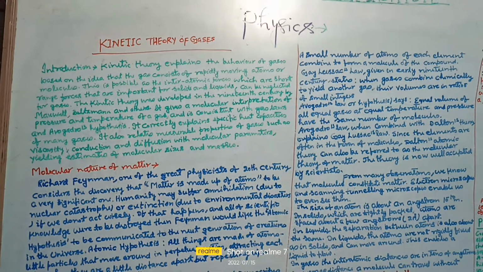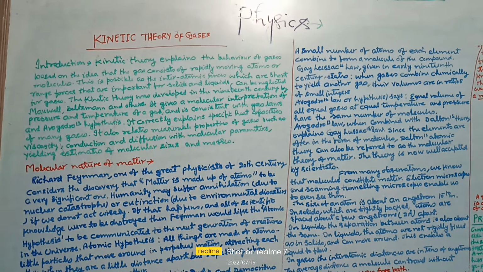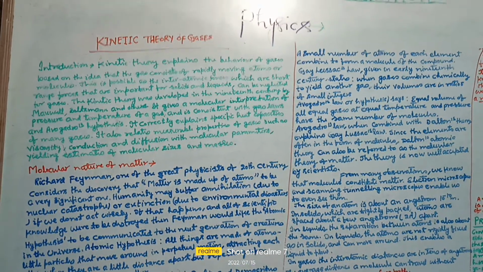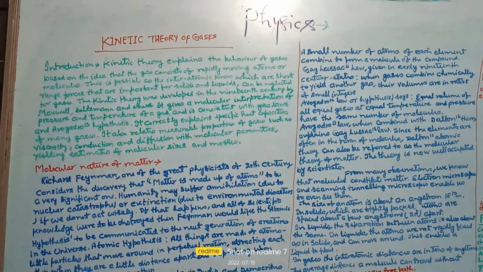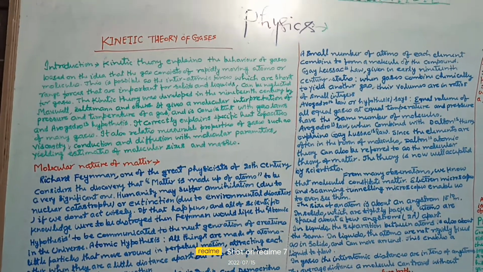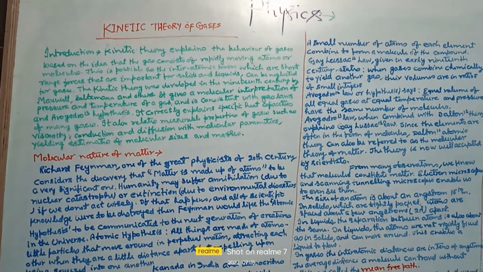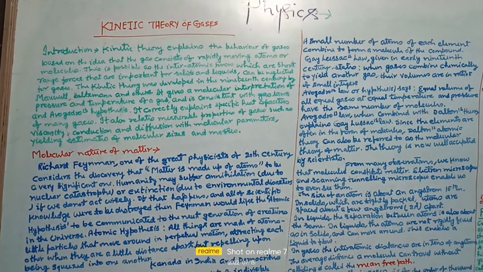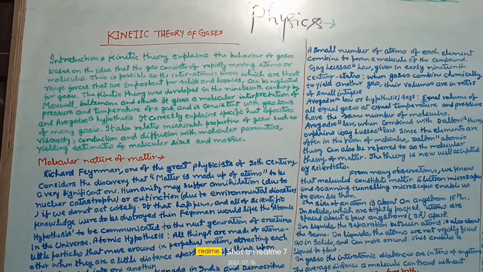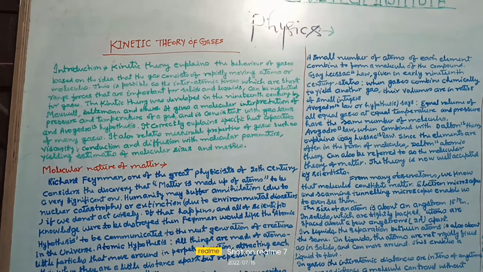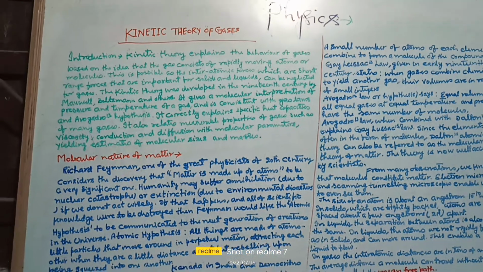It gives a molecular interpretation of pressure and temperature of gas and is consistent with gas laws and Avogadro's hypothesis. It correctly explains specific heat capacity of many gases. It also relates measurable properties of gases such as viscosity, conduction, and diffusion with molecular parameters, yielding estimates of molecular size and mass.